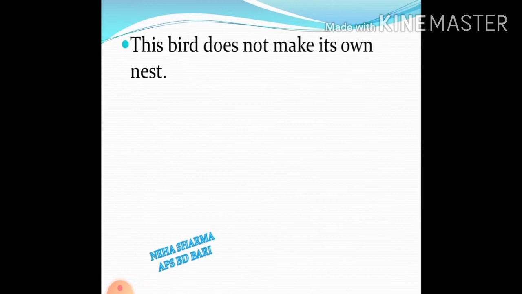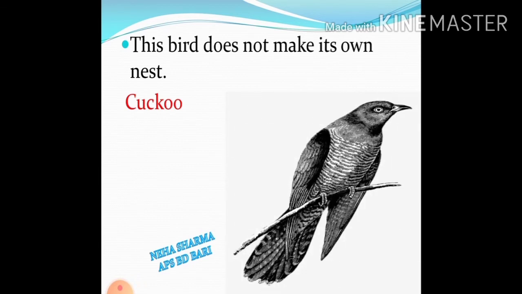This bird does not make its own nest. Do you know which bird does not make its own nest? It lays its eggs in the nest of some other bird. So let's see which bird this is. It's cuckoo. Let's see the next one.